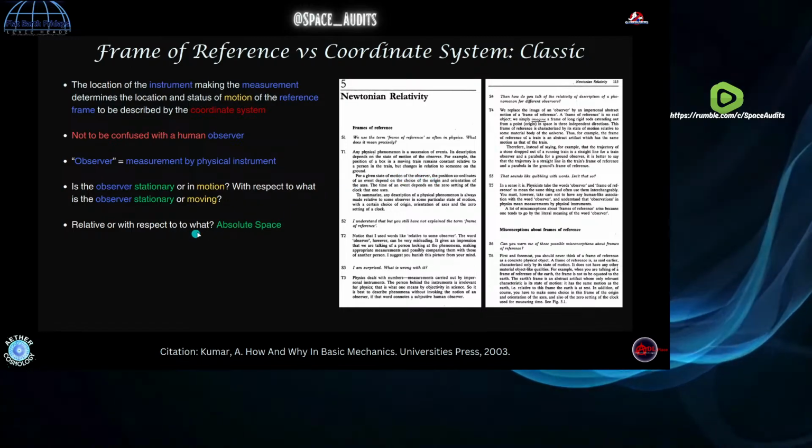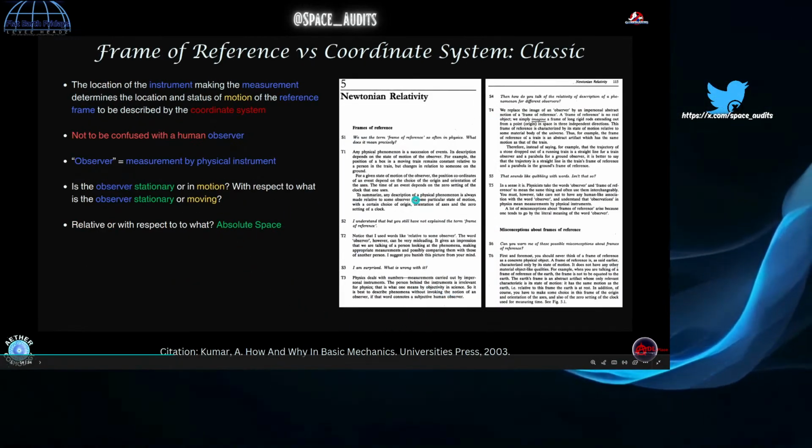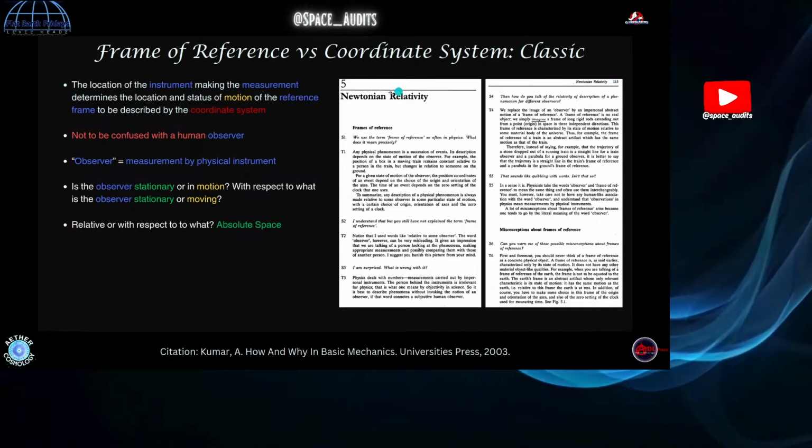That's a pretty fun read. So you can check that out on Google Books. It's on page 115.